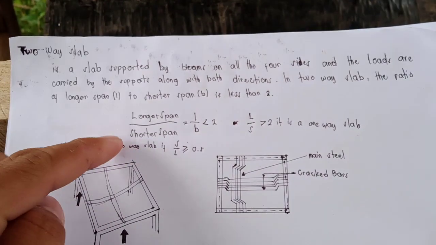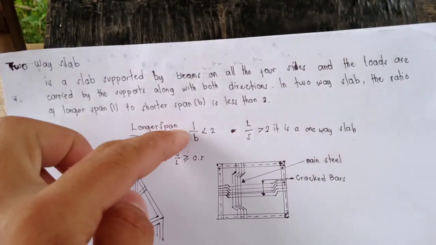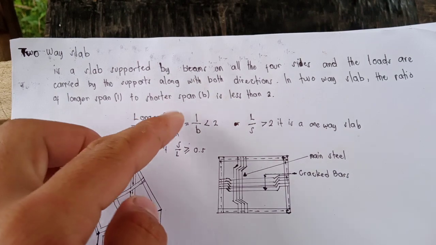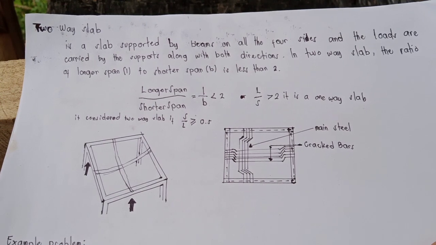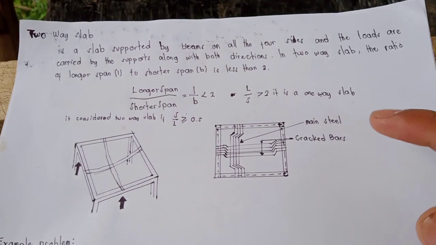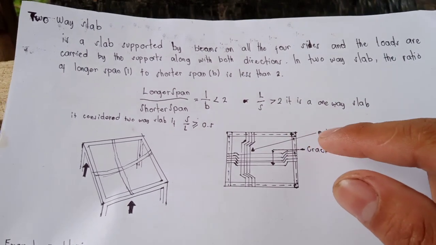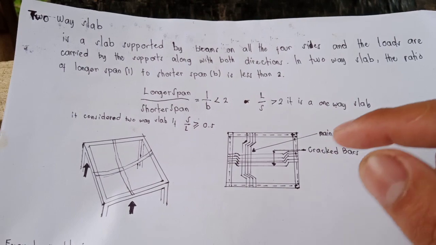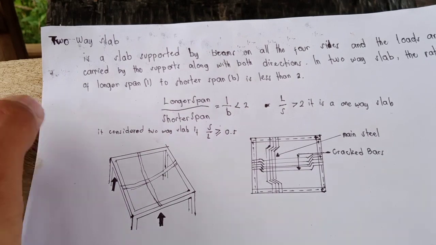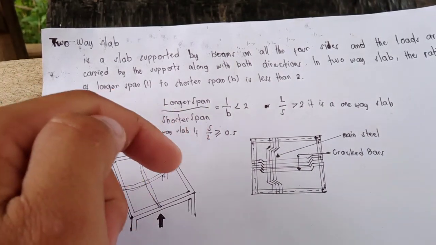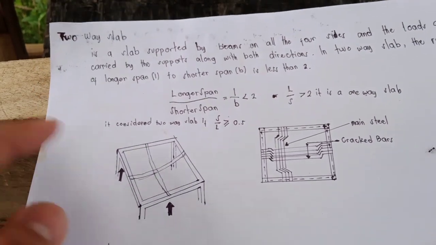So this is longer span over shorter span, L over B or L over S, less than 2. And if L over S is greater than 2, this is a one-way slab. It is considered a two-way slab if S over L is greater than or equal to 0.5 but cannot be equal to 1.